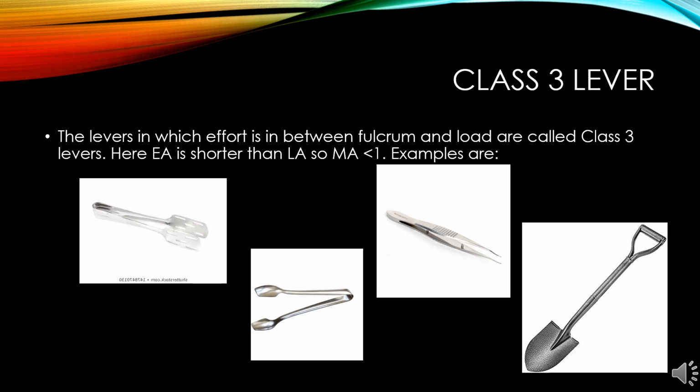Class 3 levers. The levers in which effort is in between fulcrum and load are called class 3 levers. Here, effort arm is shorter than load arm. Therefore, mechanical advantage will be less than 1. We have some examples of this class of lever: pair of tongs, sugar tongs, forceps, knife, spade for lifting the soil. All these are the examples of class 3 lever.